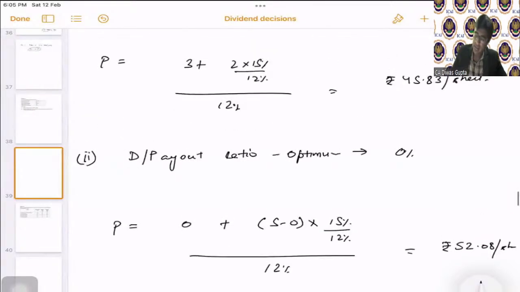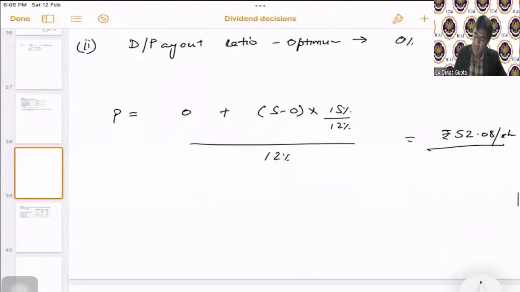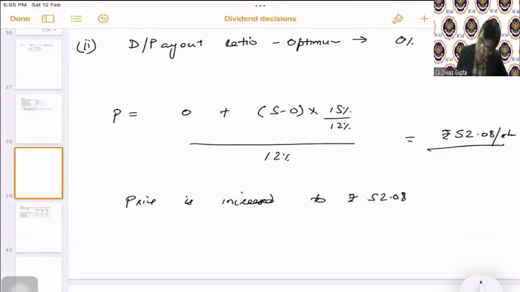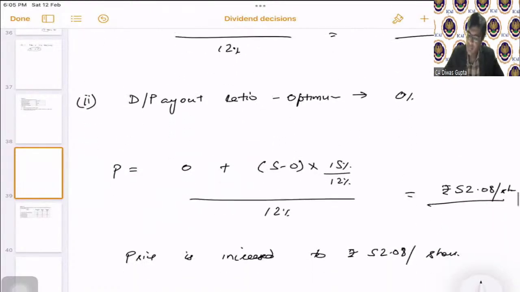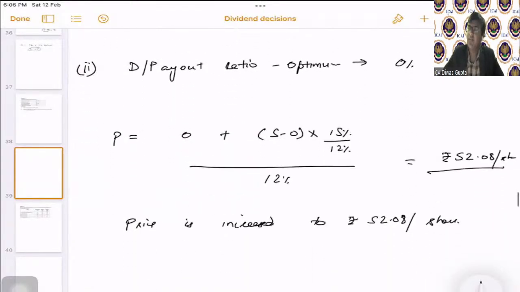Now students, there is a clear increase in the valuation, right? So price is increased to rupees 52.08 per share because we are following the optimum dividend policy as per Walter's model. Yes, your answer is right, 45.83 for the first part.